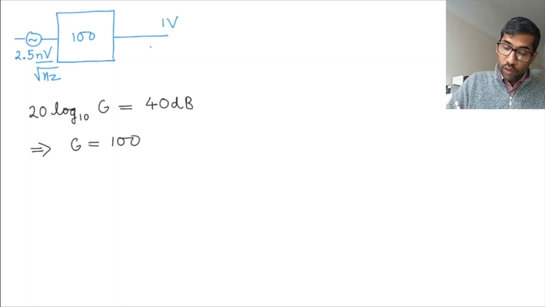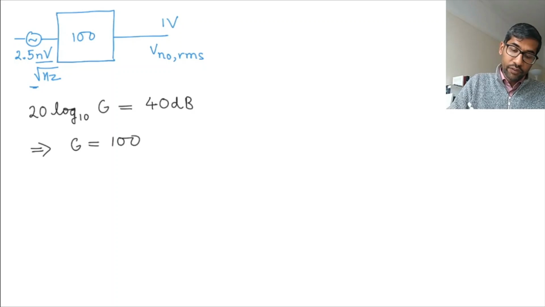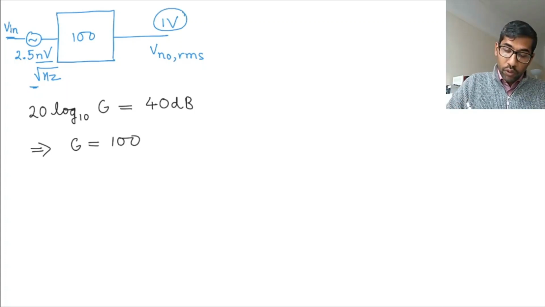Now what we want to find out is what's the RMS value of the noise output here. We don't know that. We have an input noise. We have, of course, an input as well, and we don't need to know what that is, but that input is causing this 1 volt signal. Now we want to know what is this VNO RMS.